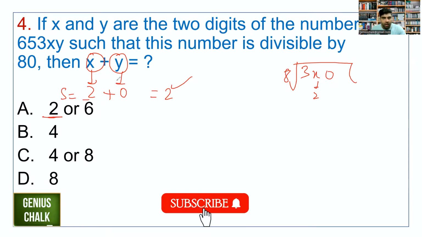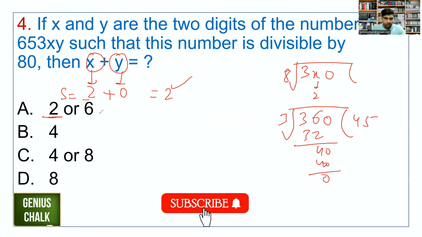Now it is correct. Second, we have taken this x as 6 also in the question. So 8 4s are 32, so this has to be 40. So 8 5s are 40. So x is 6 and y is 0. So the sum is 2 and 6. This is also correct because the second number y is 0. So that's why we have got the same answer.